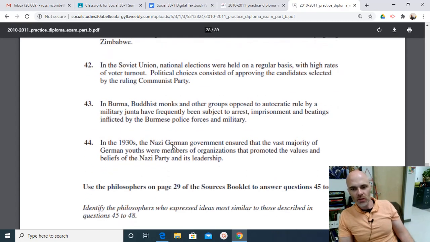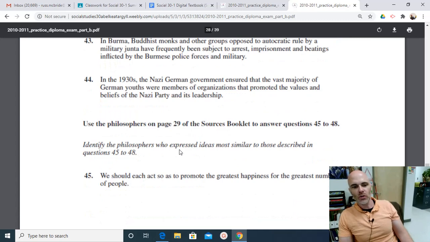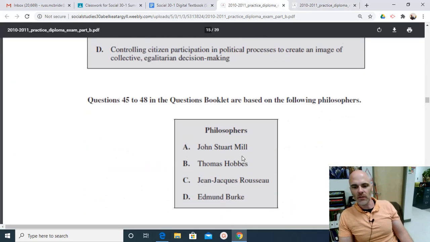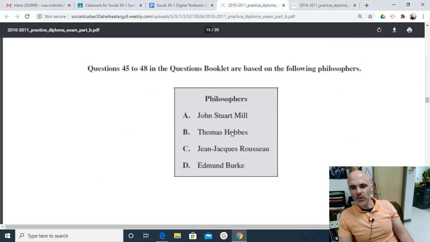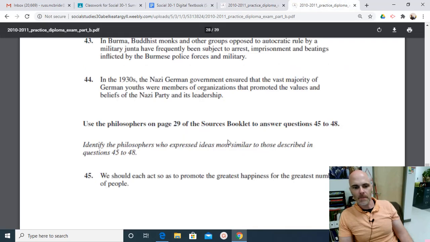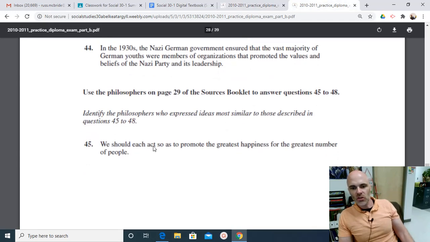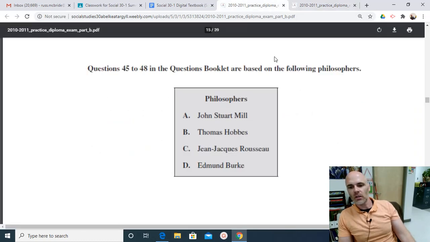In the 1930s, the Nazi government ensured that the vast majority of youth, that's indoctrination. Anytime you got the youth. Nazi youth, Hitler youth, schools, curriculum, that's way too easy. Now we got some philosophers, Mill, Hobbes, Rousseau, and Burke to match up. We should act so as to promote the greatest happiness for the greatest number. That sure sounds like utilitarianism. Utilitarianism is a part of John Stuart Mill.